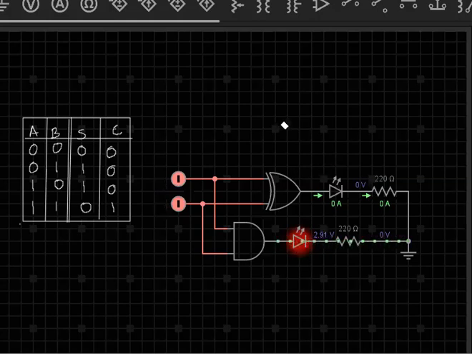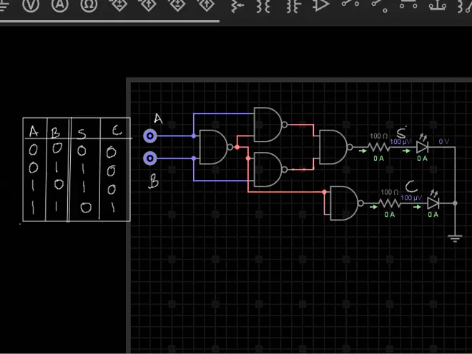Then we can implement the half adder using NAND gates also. Okay, in the figure we implemented the half adder using NAND gates only.